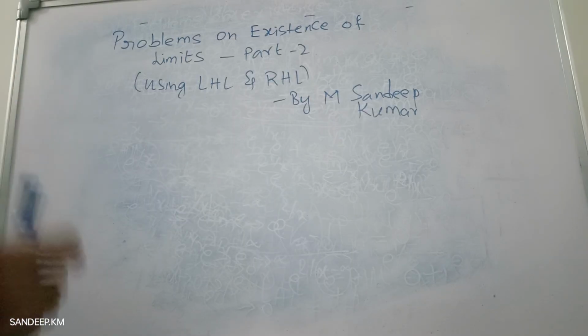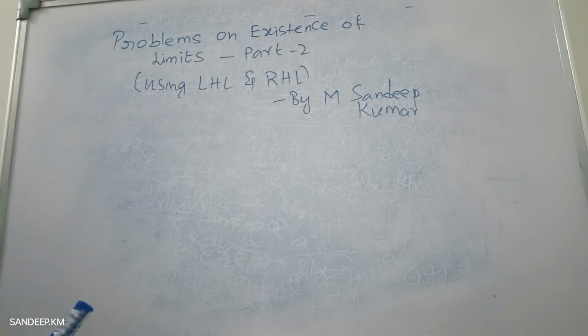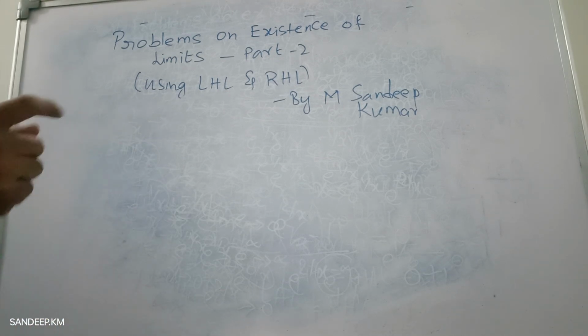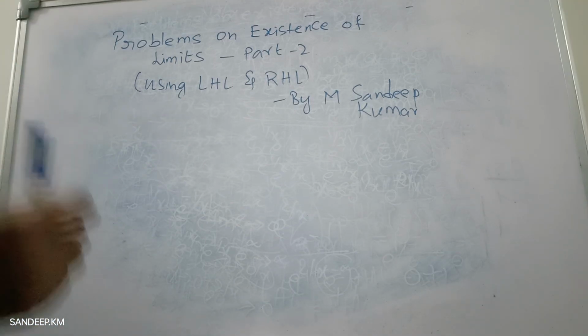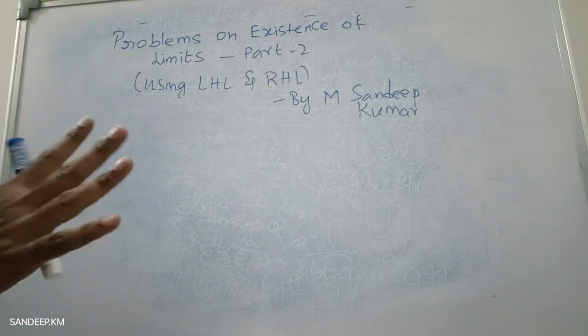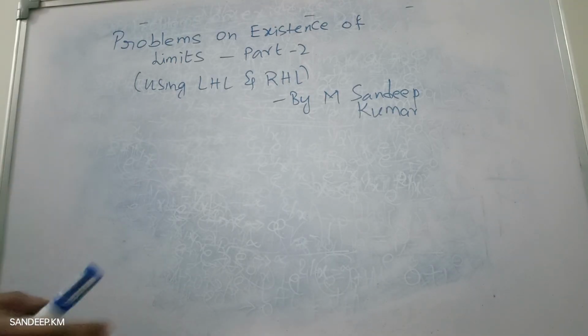So this is the third video in the chapter of limits. In this third video, we will see more detailed problems on checking the existence of limits. Very important models. Please observe, these are our basics. We will check whether the limit of a function exists or not using LHL and RHL. Okay now, so let us continue solving the problems.